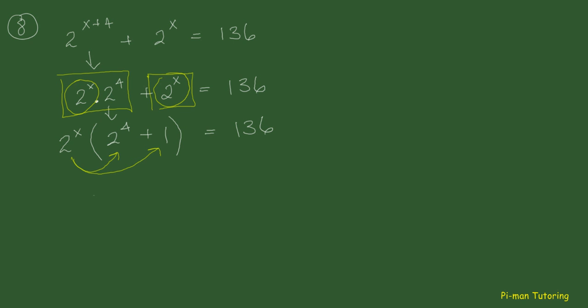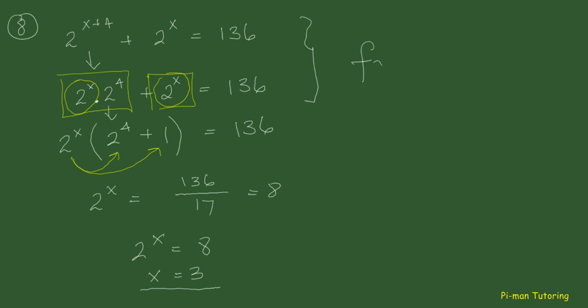And now that enables me to isolate 2 to the x by dividing both sides by 2 to the 4, which is 16, plus 1 is 17. And 136 divided by 17 is 8. So 2 to the x equals 8, and therefore x must be 3. So be aware of that type of problem where you need to factor.